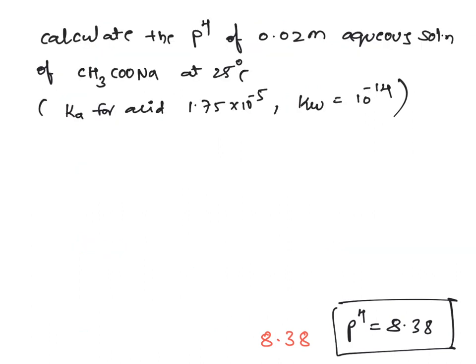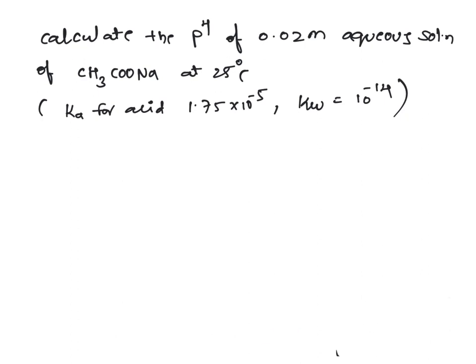Let's take one more problem. Calculate the pH of 0.02 molar aqueous solution of sodium acetate at 25 degrees. And here the supporting data we are giving: acid dissociation constant Ka of acetic acid is 1.75 into 10 power minus 5. Ionic product of water is Kw. By taking this data, calculate the pH of the resulting solution.